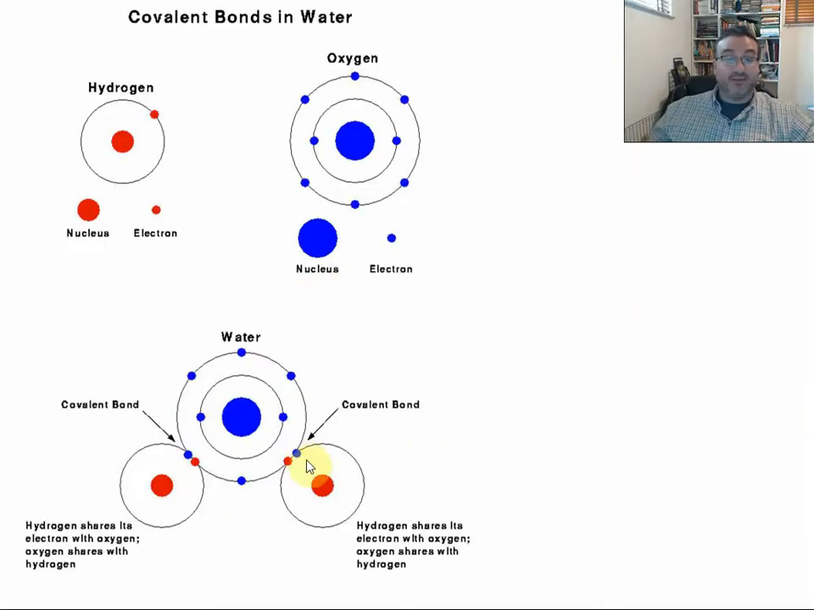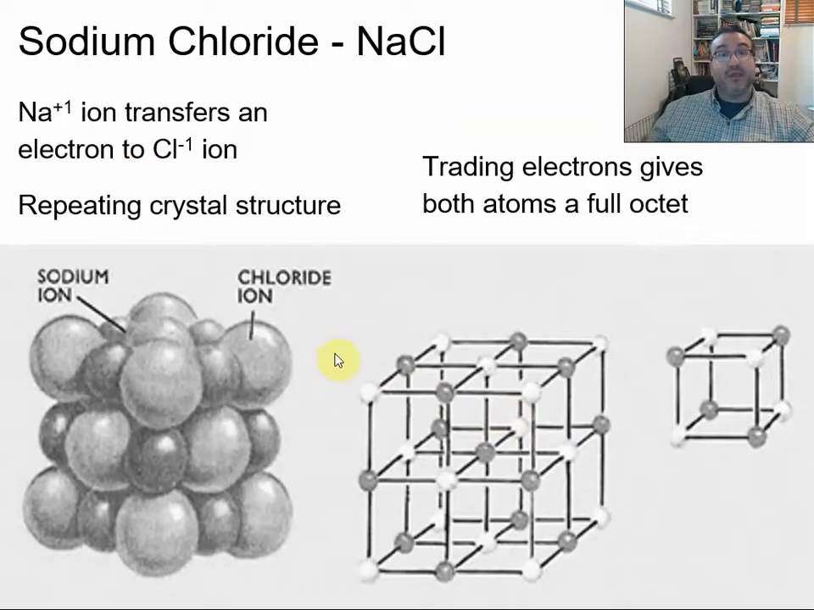Here we see the covalent bonds involved with water, a polar substance. Hydrogen by itself has one valence electron. Oxygen needs two more. By sharing a covalent bond with two hydrogen atoms, we have the substance of water, and that has covalent bonds. They're sharing electrons. Now we can move into ionic bonds.